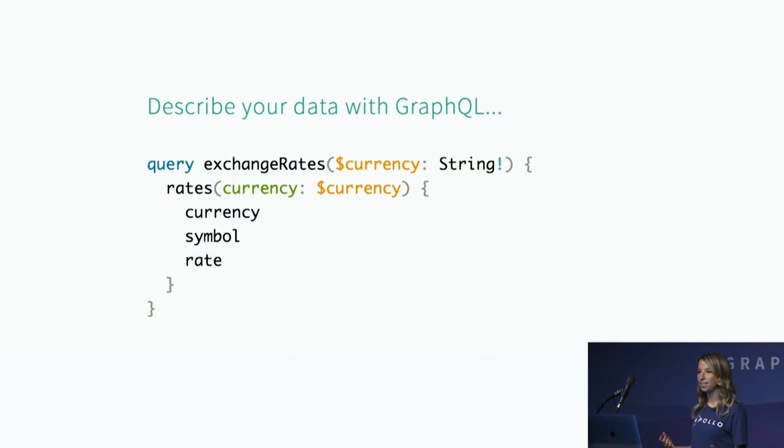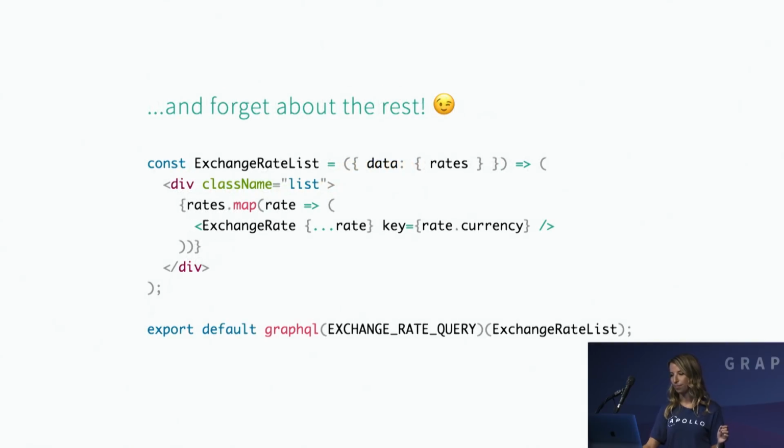And I think one of the reasons we've had so much success is because building your application with Apollo Client removes a ton of complexity on the front end. And really, all you have to do is just describe exactly the data that you want with GraphQL. And to use that data, you just bind the query to your component and forget about the rest.